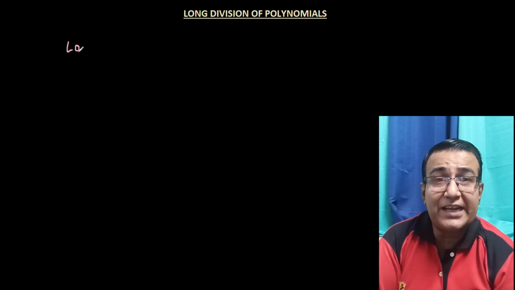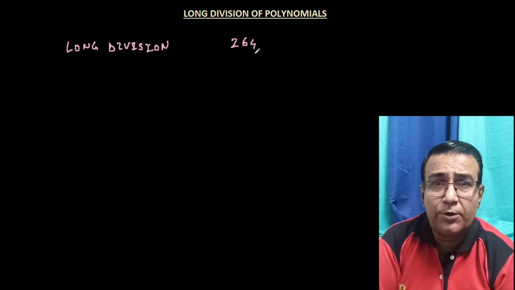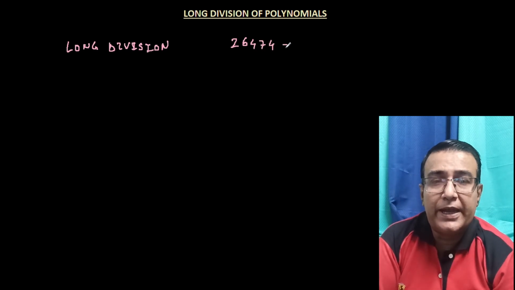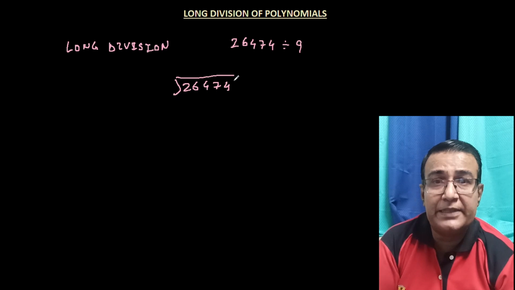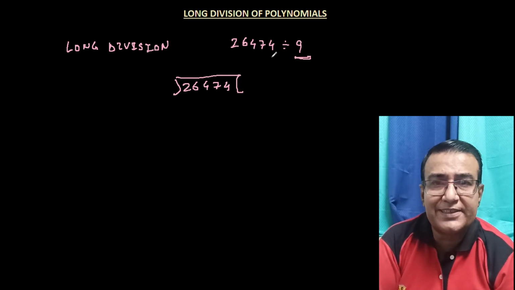Okay, so before we actually get into the long division of polynomials, let us understand first the long division of numbers. Let us take a large number, say maybe 26,474, and let's divide that by 9. What do we get? As you can see, 26,474 is the dividend, so we'll write it inside the box, and outside the box we write the divisor, which in this case is 9.